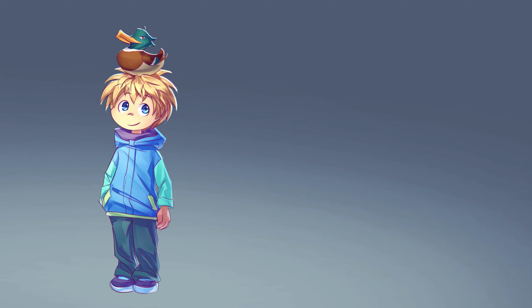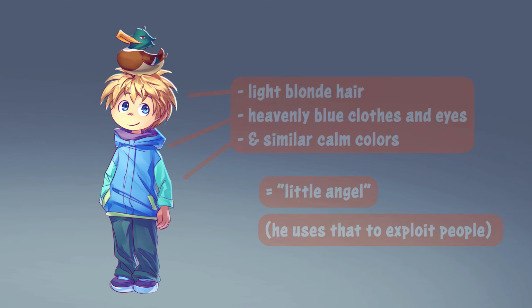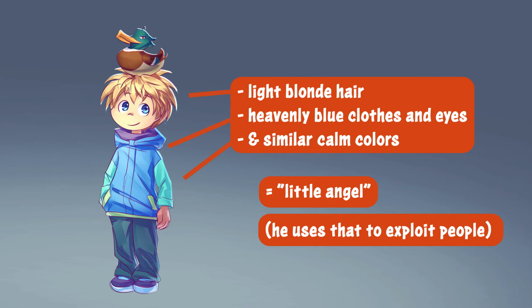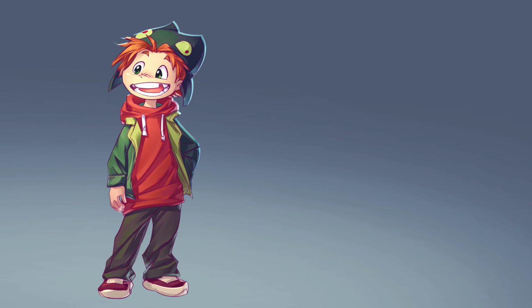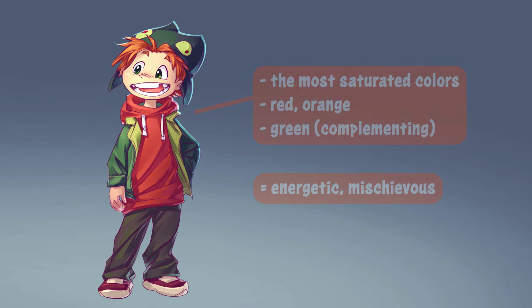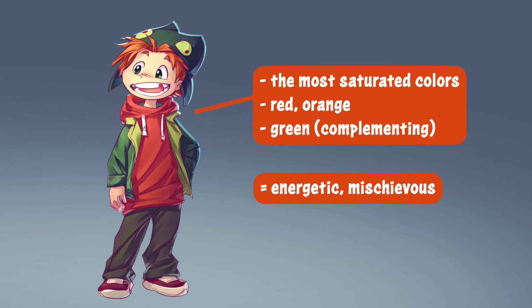The youngest of the kids group is supposed to be what people call a little angel: kind, responsible and sympathetic, with light blonde hair and clothes in the colors of his eyes, heavenly blue, combined with similar calm colors. The most mischievous, energetic and loudest kid is dressed in the most saturated colors, red and orange complemented with greens. He's always in the front so he has to be the most visible.